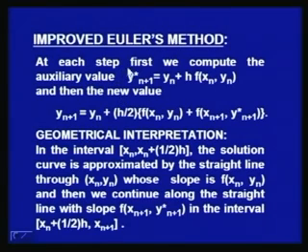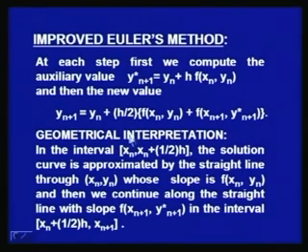In this method, at each step first we compute the auxiliary value y n plus 1 star equal to y n plus h f x n, y n, and then we determine the new value of y, that is y n plus 1, by the formula y n plus h by 2 into f x n, y n plus f x n plus 1, y n plus 1 star.